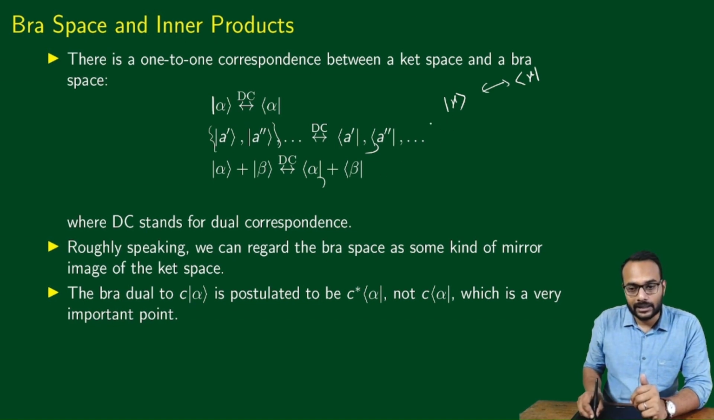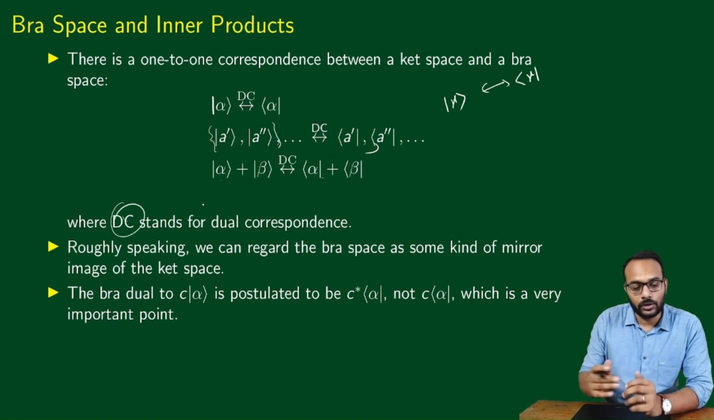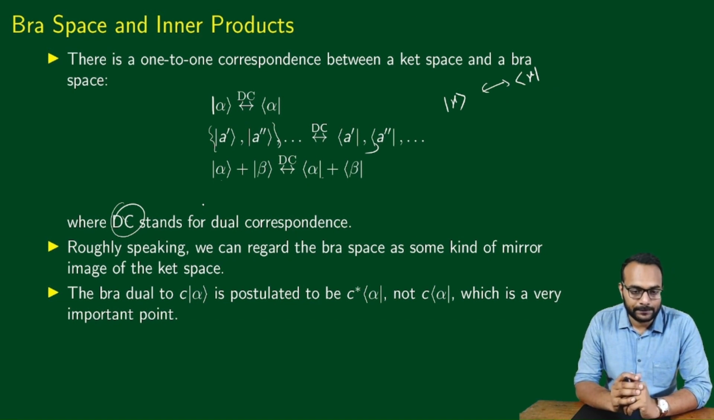And the corresponding bra is written like this. It's bra alpha plus bra beta. So we take each of these vectors or each of these kets and take the corresponding bras. That will give you bra gamma. So DC is the short form for dual correspondence.